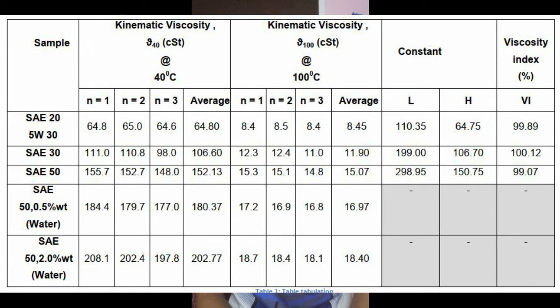As we can see, at a temperature of 40 degrees Celsius, the average is around 60 and above, so it will be slower. But for 100 degrees, the kinematic viscosity is lower, which means the oil becomes less viscous, so it will flow more easily.